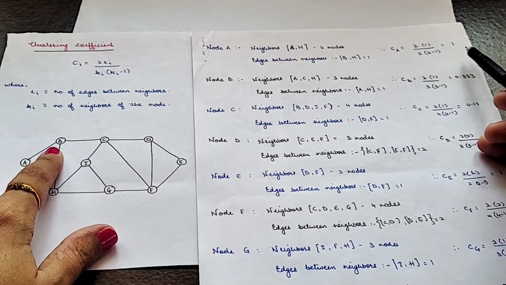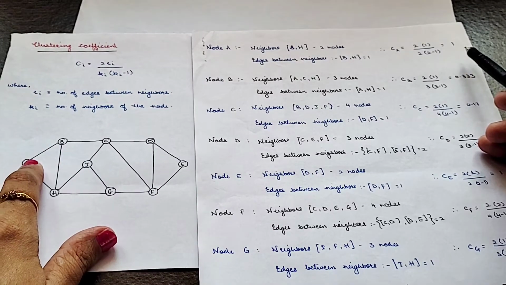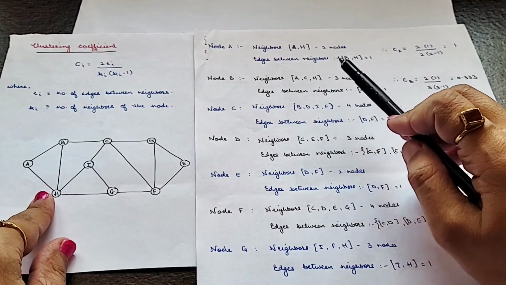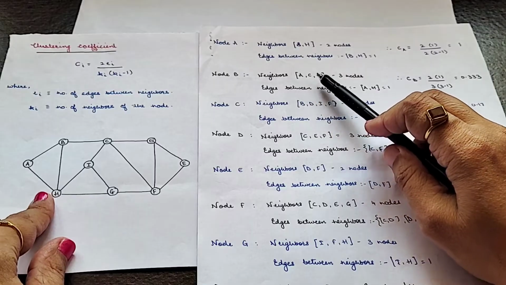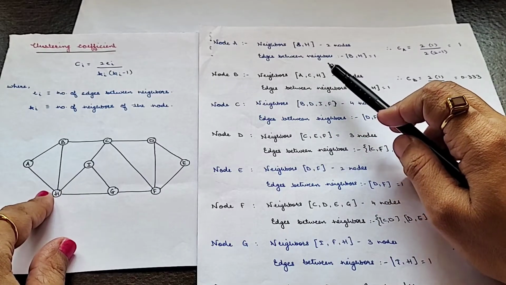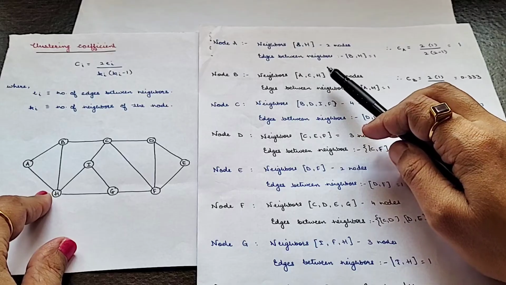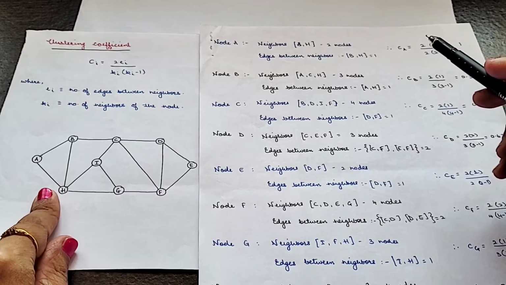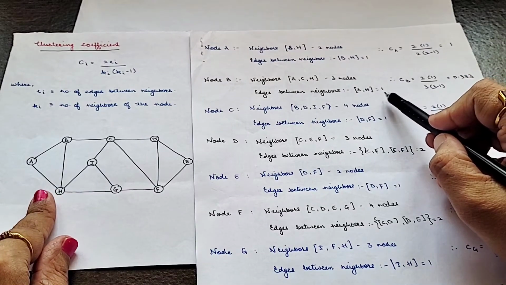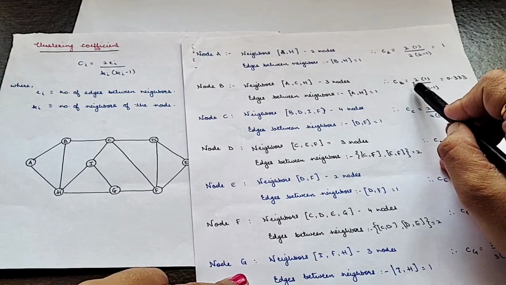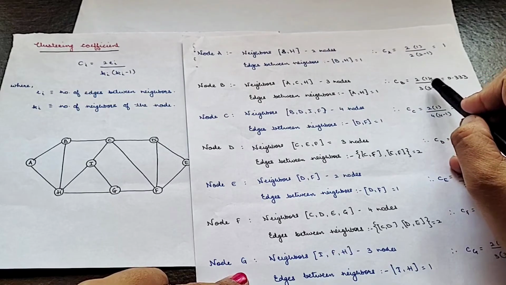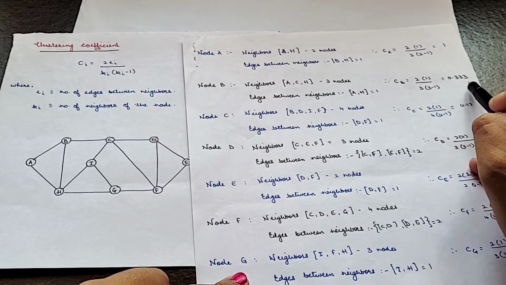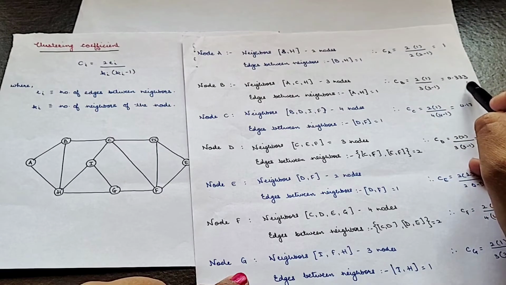Then go for node B. Node B, you have neighbors as A, C and H. These are the three nodes. Now in between these neighbors, you are supposed to find out an edge. Is there any edge present between A, C and H? Yes, you have an edge in between A and H. Just a single edge, that is 1. So CB will be equal to 2 into the edge, that is 1, upon the number of nodes into the number of nodes minus 1. This comes out to be 0.333.